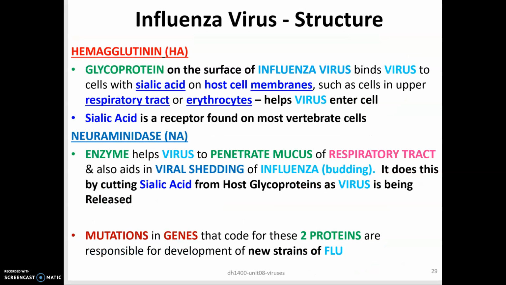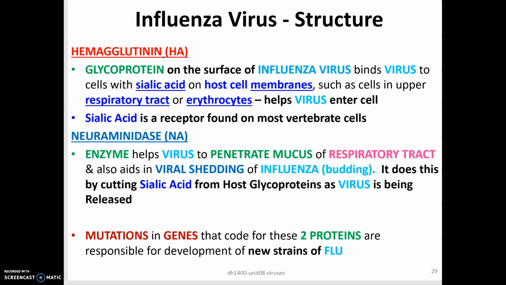Now, hemagglutinin and neuraminidase are two structures on the outside of the viral envelope that help the virus do what it needs to do in life. One, it needs to infect a cell to get inside a cell so it can replicate, and two, it needs to get out so that it can go on and find another cell. So hemagglutinin and neuraminidase, they do just that. Okay.